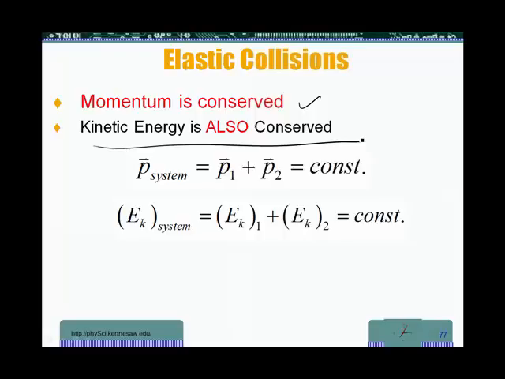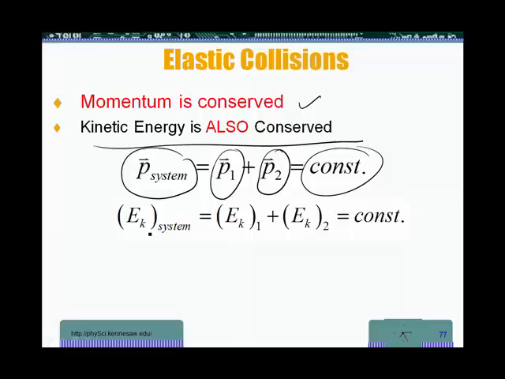What does that mean? If my system is made up of two objects, the overall momentum of the system is the momentum of object 1 plus momentum of object 2. By saying momentum is conserved, we are saying that momentum of the system is going to remain constant. In addition to that, the kinetic energy of the system, kinetic energy of mass 1 plus kinetic energy of mass 2, that sum is also going to be conserved.